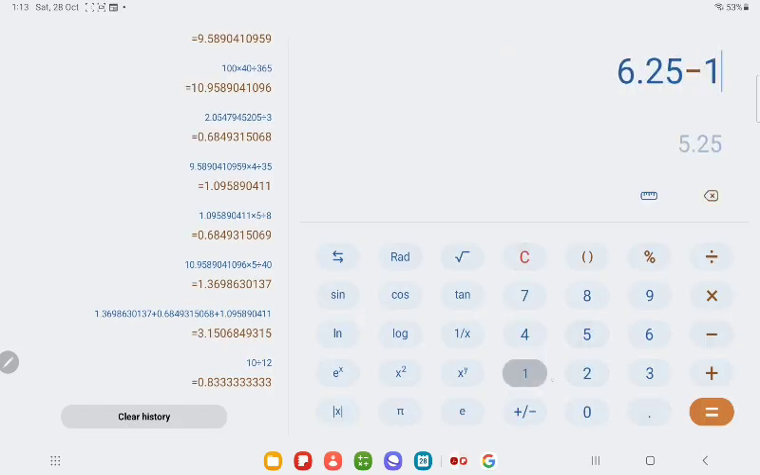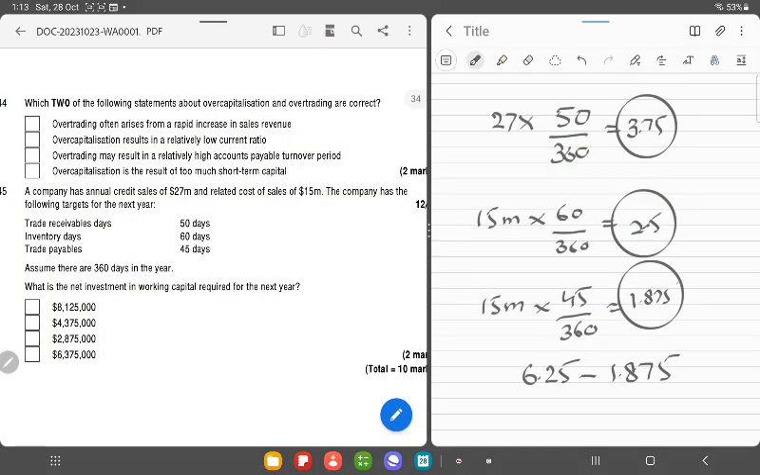6.25 minus 1.875 gives you a value of 4.375. So 4.375 means the second is your option.